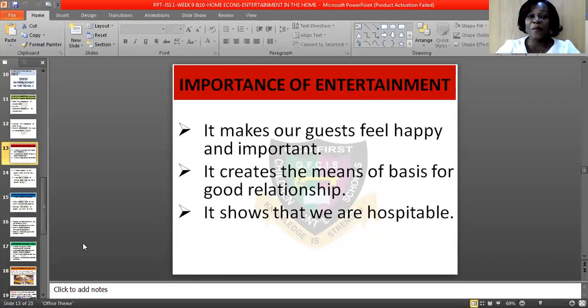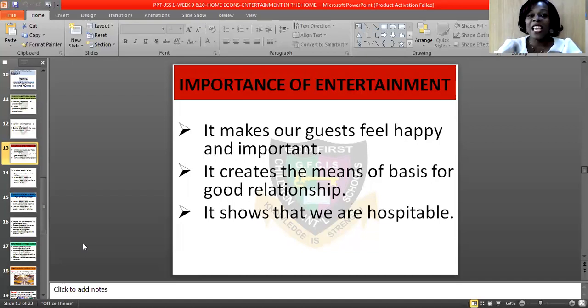All right. Number two, it creates the means or basis for good relationship. That shows that, oh, if the director can do this for us, that means the director loves us. Even the director was busy doing some work for us, isn't it? He did not leave it for the teachers alone. Everybody, all hands were on deck trying to serve you and make you get satisfied, isn't it? Yes. So it creates the means or basis for good relationship.